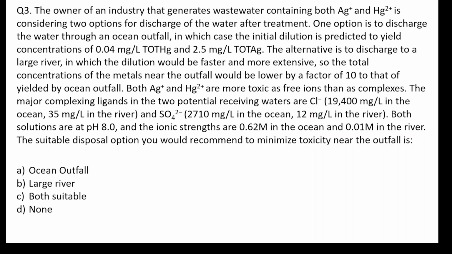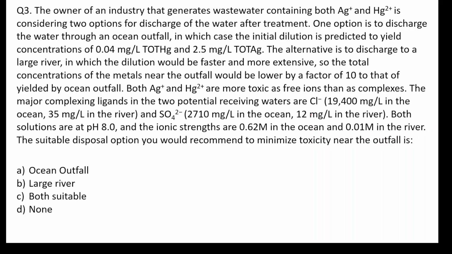Question number 3. The owner of an industry that generates wastewater containing both Ag plus and Hg2 plus is considering two options for discharging the water after treatment. One option is to discharge the water through an ocean outfall, in which case the initial dilution is predicted to yield concentrations of 0.04 milligram per liter Hg and 2.5 milligram per liter Ag. This is the total concentration. The second alternative is to discharge it in a large river for more dilution, so the concentration is lower by a factor of 10.